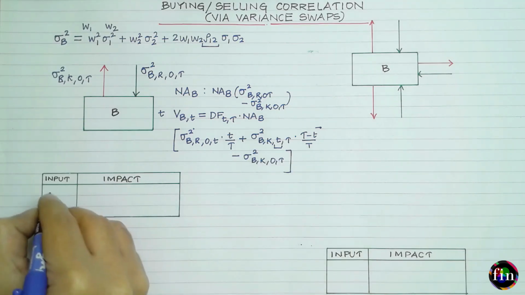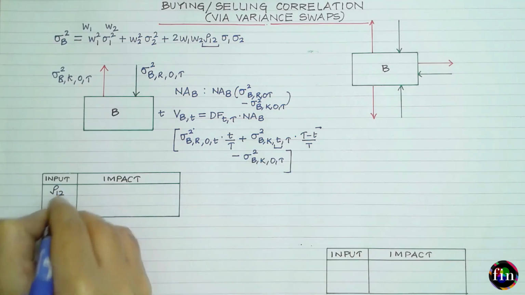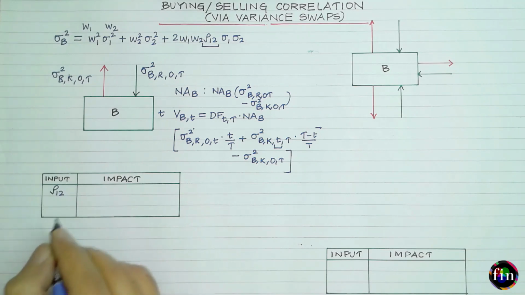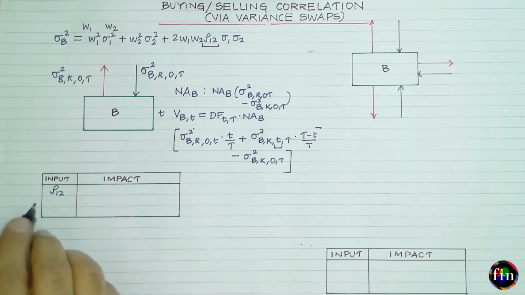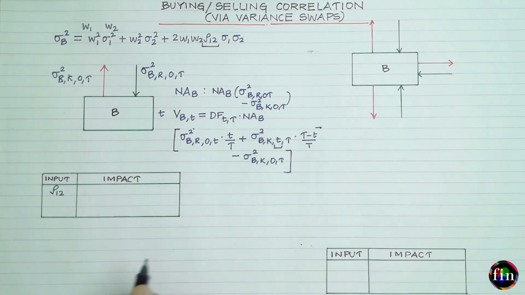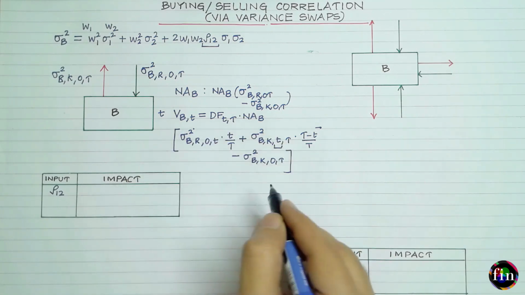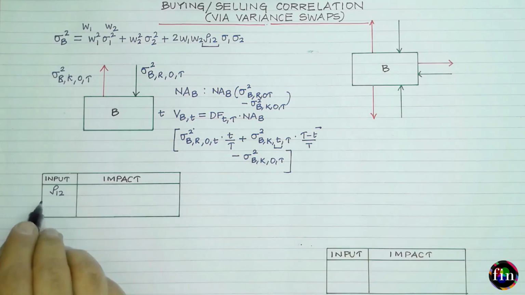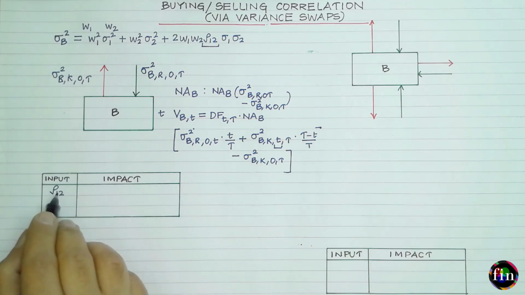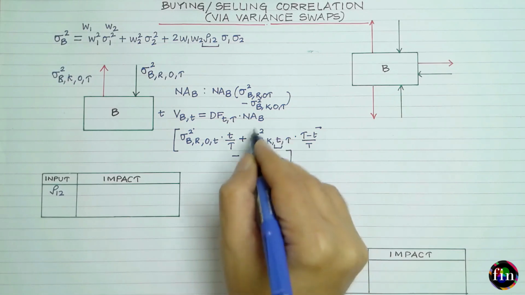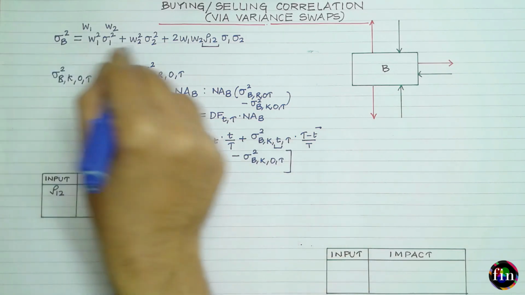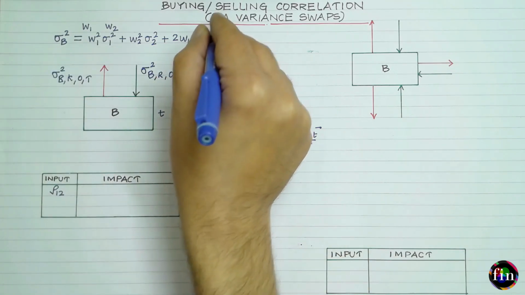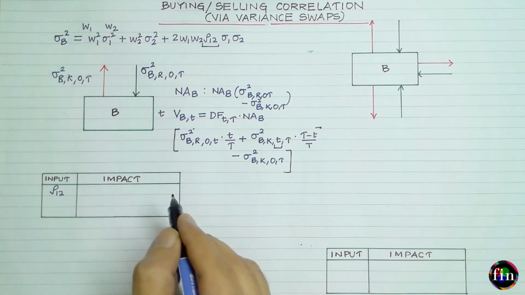The input which I am after is actually rho 1, 2. That is the correlation which I want to have an exposure on. So when rho 1, 2 increases, what happens? Take a look at this value of my trade. What will happen is that the market will take this rho 1, 2 increase into account, and it will increase this guy. Because my guiding formula tells me that as rho 1, 2 increases, the sigma b square increases.